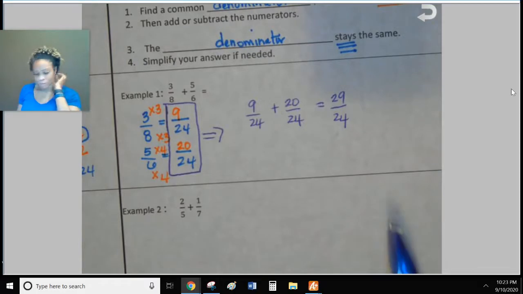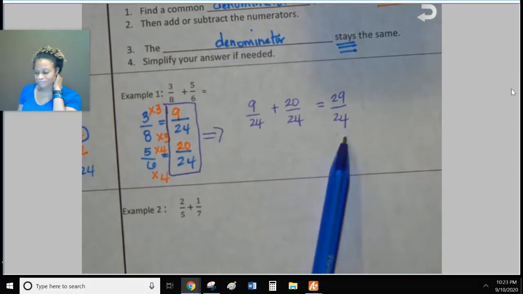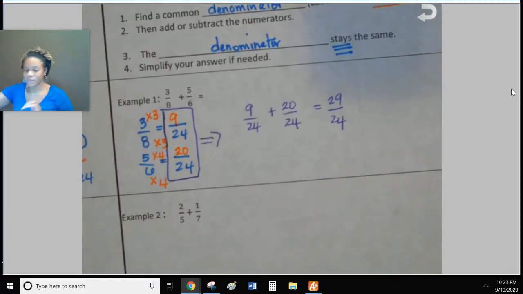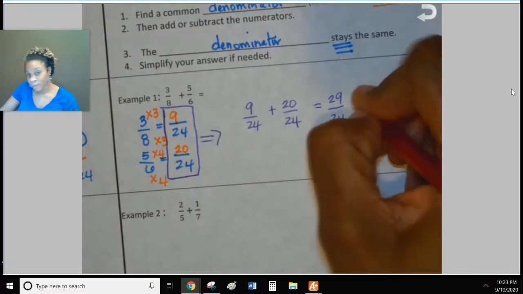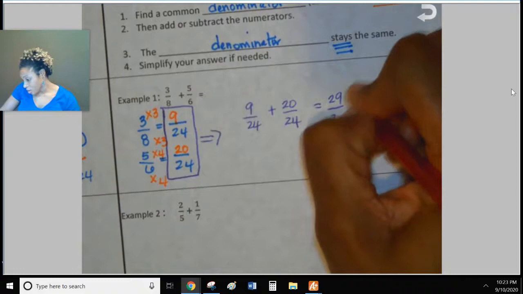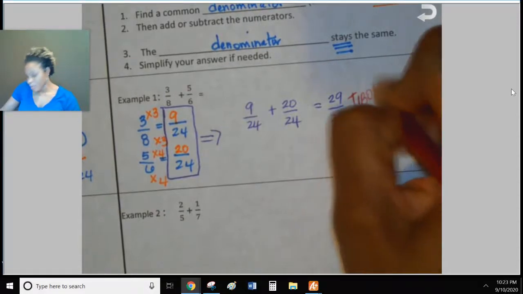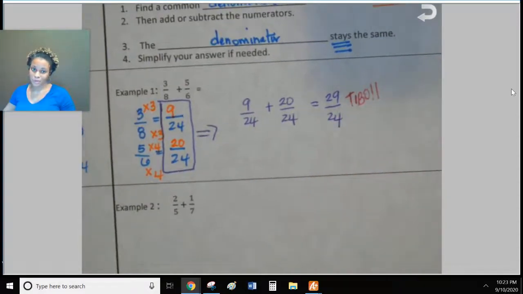Simplify your answer. Well, what kind of fraction is this? This is an improper fraction. So because it's improper, we want to make it a mixed number. How do we make it a mixed number? I hear the people saying Tebow. Yes, yes, yes. Tebow, Tebow, Tebow.